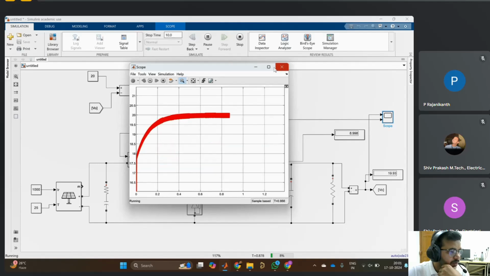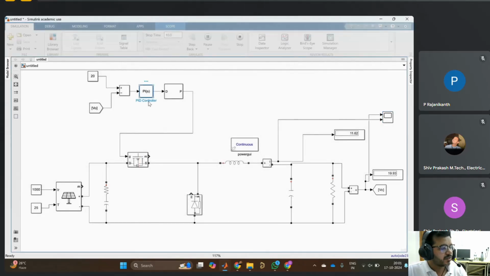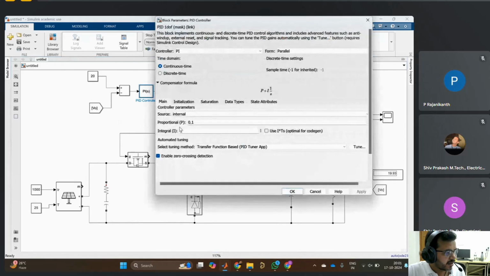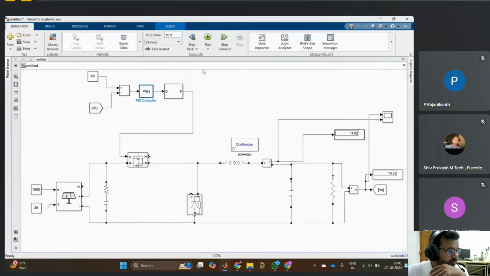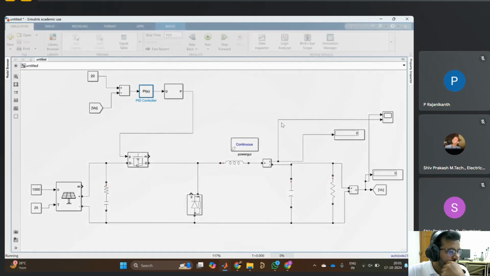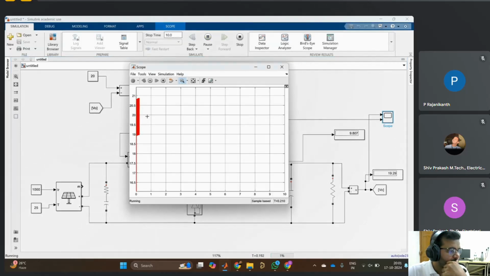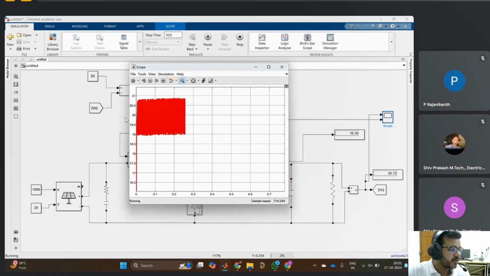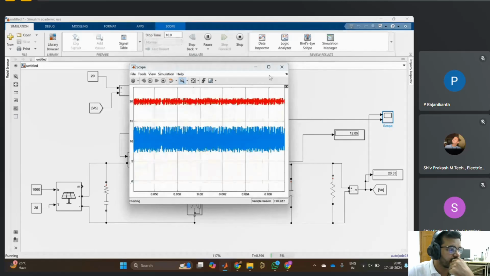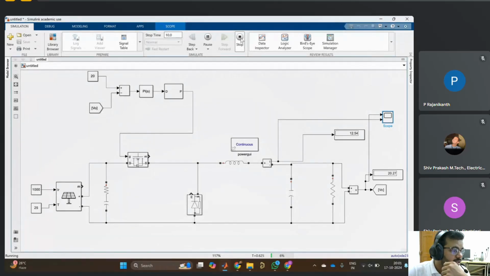So it takes time because I have reduced the value of Kp and Ki. There is an oscillation because the integral gain is very high. That's why it gives some oscillation. If you increase the integral gain, then it gives oscillation.